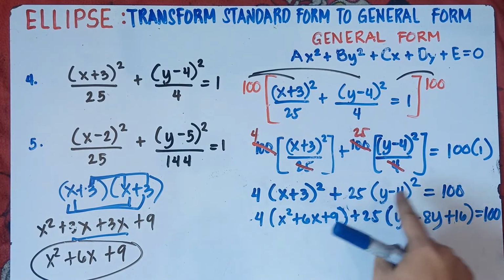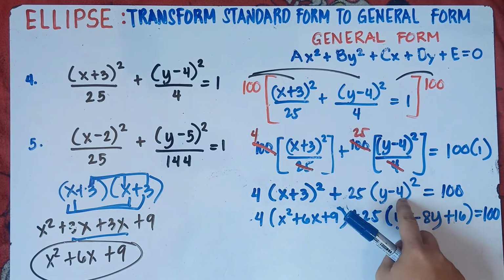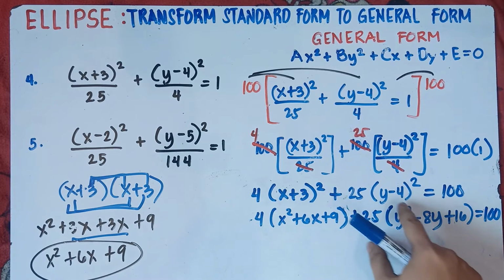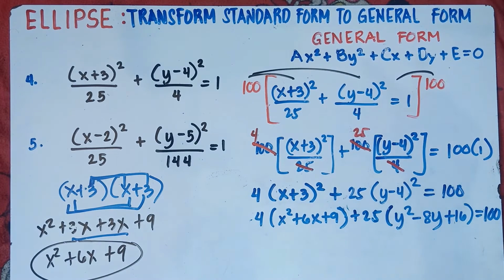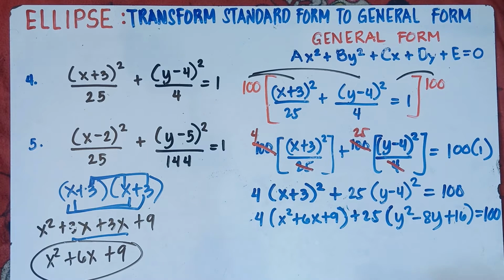You square the first term, y times y, y squared. You multiply the first term and second term, y times negative 4, that's negative 4, times 2, that's negative 8y. Then you square the last term, negative 4 times negative 4, that's positive 16. Alright, and then you distribute, class.